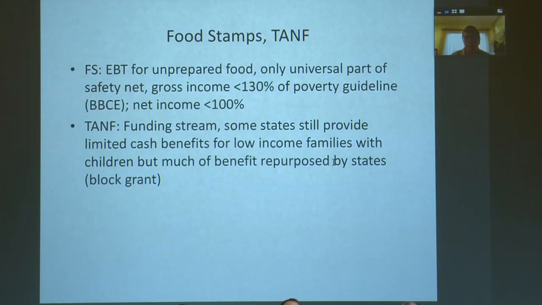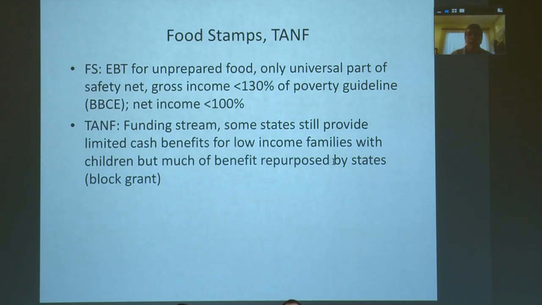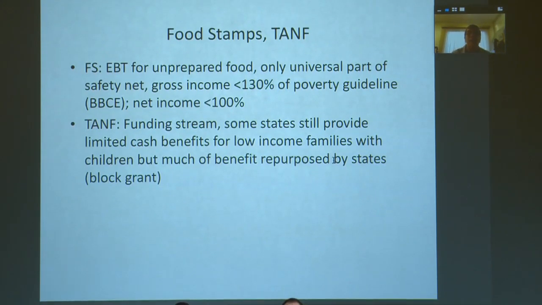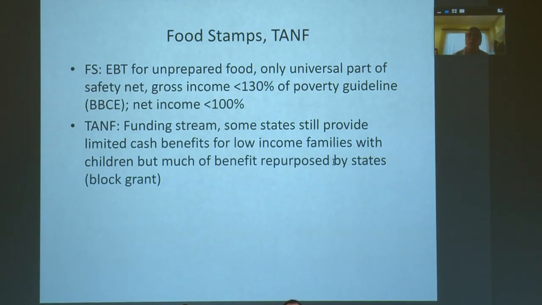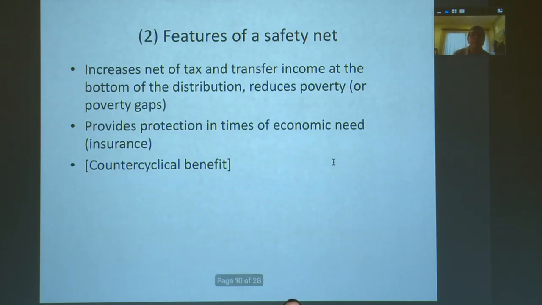And then TANF, the former AFDC program, was an entitlement, but TANF, I think, is more properly seen as a funding stream. So some states, for example, my home state of California, provide limited cash benefits for low-income families, but much of the TANF funding stream has been repurposed by states for other uses, okay? And it's fixed in nominal terms at the level when they passed PRWORA, so it has shrunk by about a third since then.